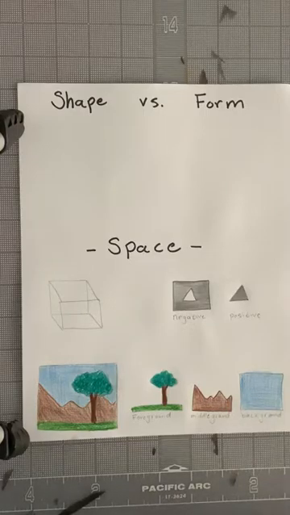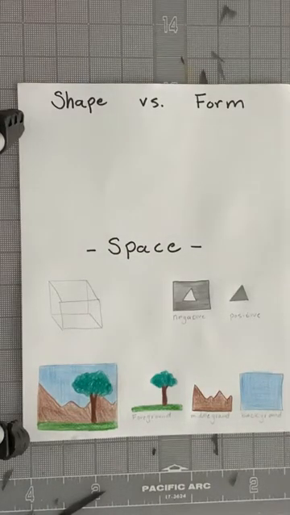All three of these are elements of art, which are the ABCs for making and understanding art, and I'm going to explain them real quick just to kind of give you an idea of what they are and how to use them. So the first one we're going to talk about is shape.